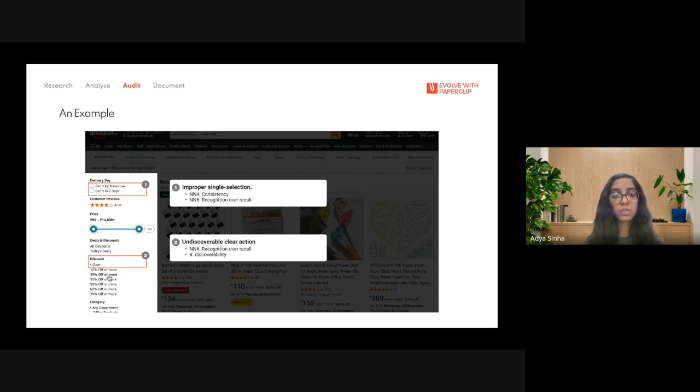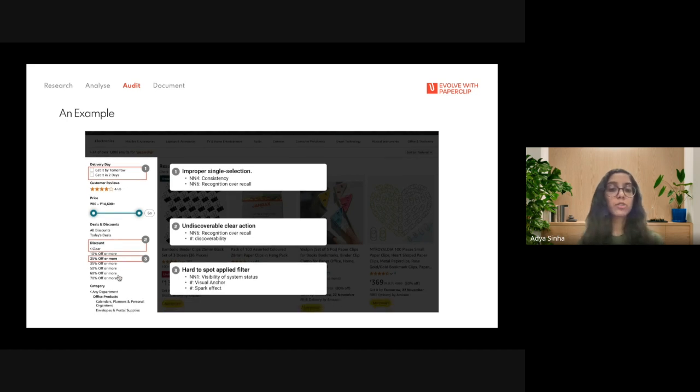Now if you also look at another thing in the discount filter, which is this applied filter, it can be hard to spot because of the subtle visual cue, which is similar to some of the headings as well as filters that are present. It is hard to spot, which adds visual anchor. Another thing is that due to this subtle visual cue, it is not actively giving us proper feedback of the applied filter. So that adds visibility of system status that was mentioned earlier.